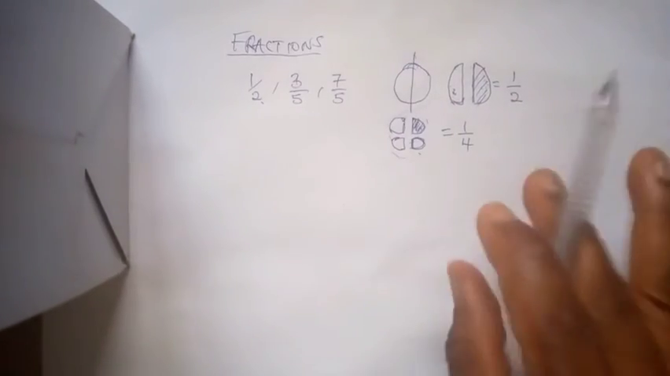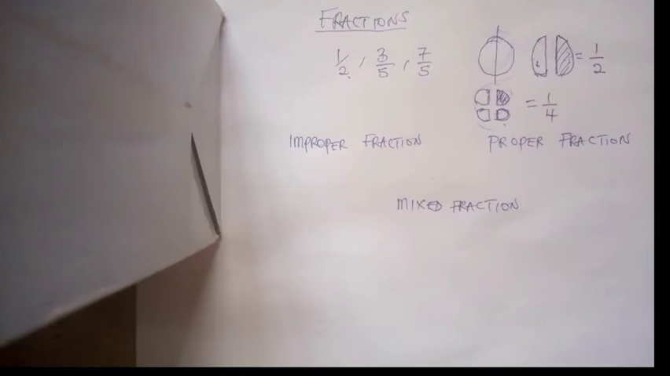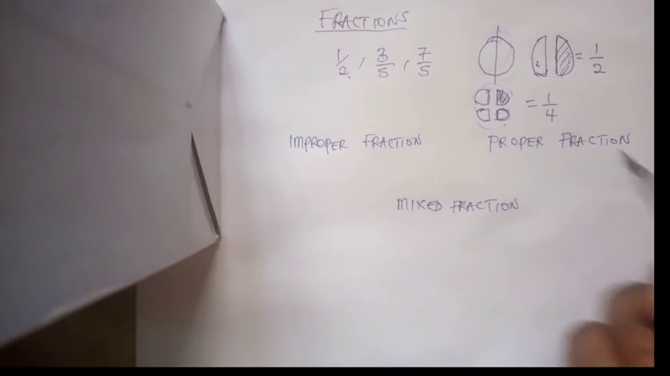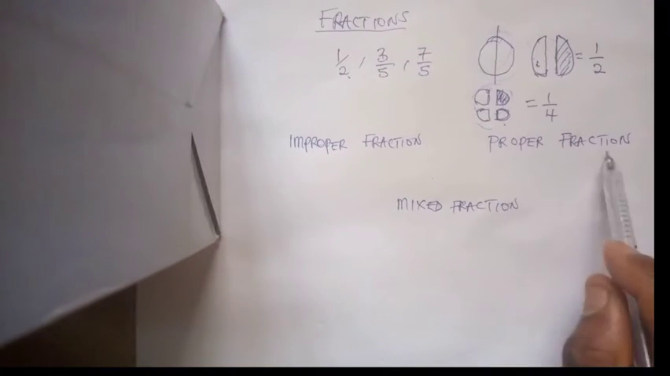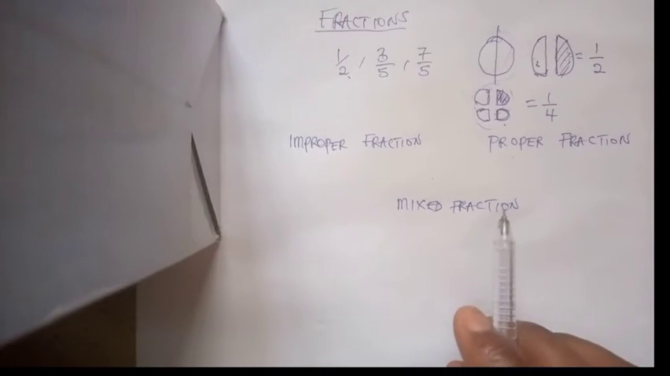So this is what we call a fraction. It's a portion of a whole number. You can call it that way. So looking at these fractions, we have basically three types of fraction. We have improper fraction, we have proper fraction, then we have mixed fraction. These are basic mathematics, right? Just to make us understand fundamentals before we keep solving.